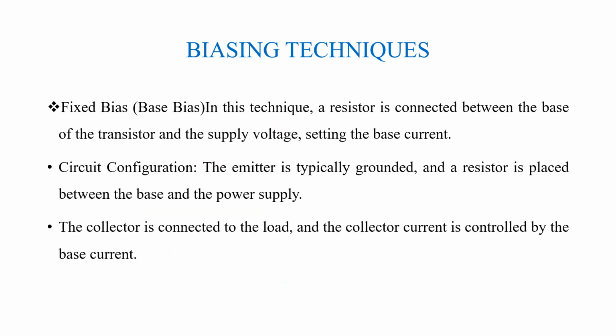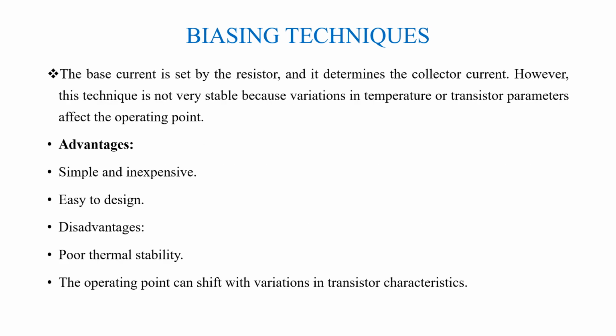Fixed bias. In this technique, a resistor is connected between the base of the transistor and the supply voltage, which sets the base current. Circuit configuration: the emitter is typically grounded and a resistor is placed between the base and the power supply. This is just the circuit explanation. The collector is connected to the load and the collector current is controlled by the base current. The base current is set by the resistor and it determines the collector current.